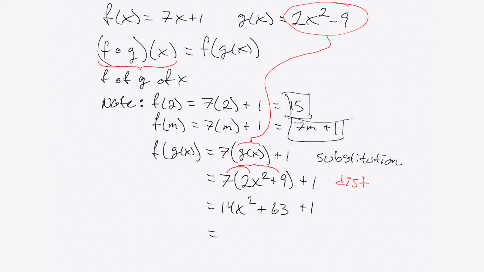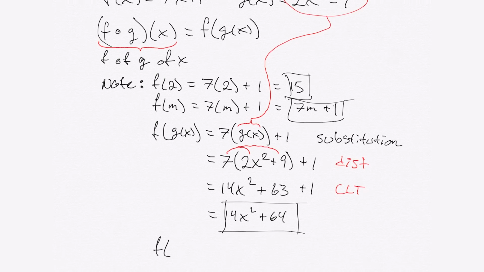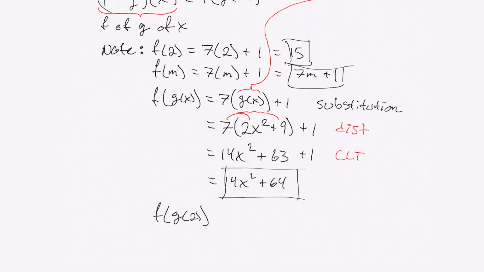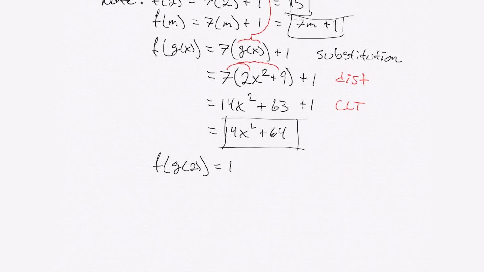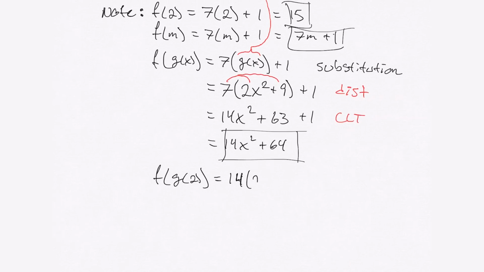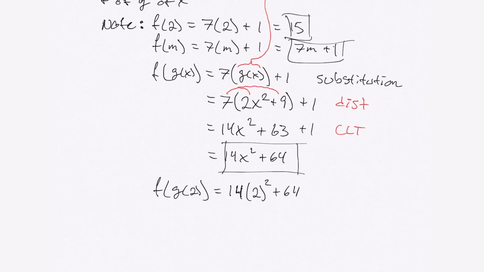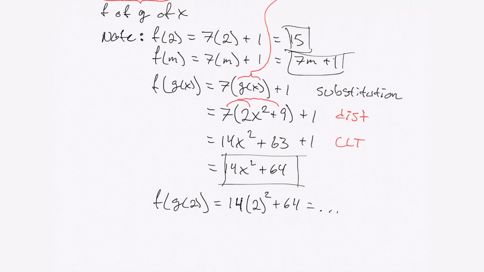And the last thing we'll do is combine like terms. CLT for combine like terms. 14x squared plus 64. And that is how we work with composite functions. Now that we have f of g of x, we could evaluate f of g of 2, and we could plug an actual number in for our x value and work through the arithmetic of doing 14 times 2 squared plus 64. I don't have any interest in doing that arithmetic, but you could do it if you wanted to.